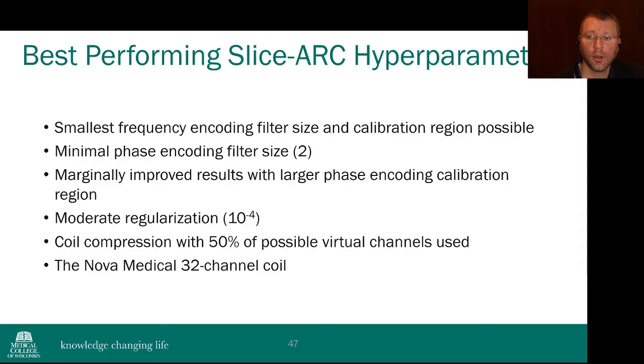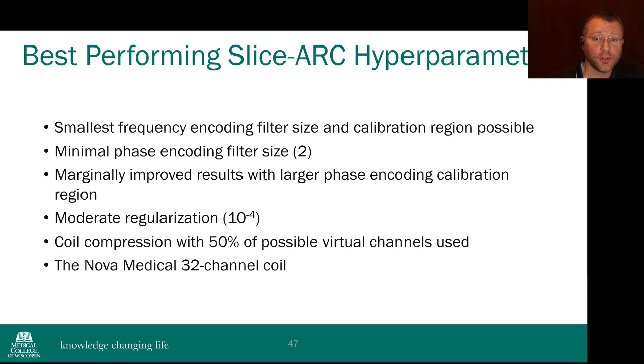Finally, we have some conclusions to talk about. With the slice ARC, there is a set of best performing hyperparameters for those connectome sorts of acquisitions. In terms of computational time, we do best with the smallest frequency encoding filter and calibration regions. We get no benefit from really changing that, so might as well save the computational time. We do well with the minimal phase encoding filter size, with that through-slice aliasing rather than that in-plane aliasing. We also receive marginally better results with larger phase encoding calibration regions and moderate regularization.